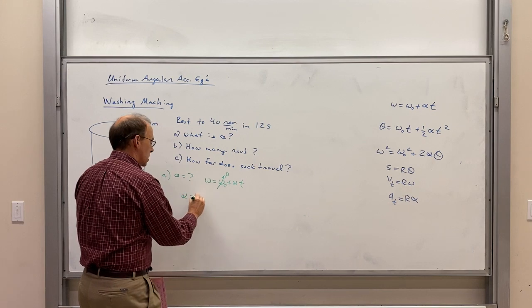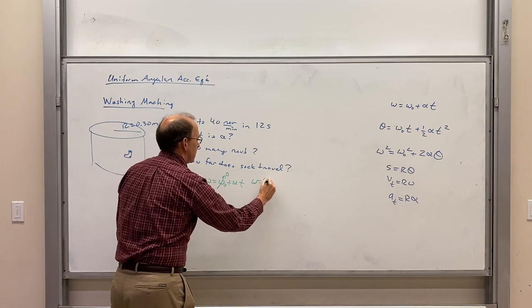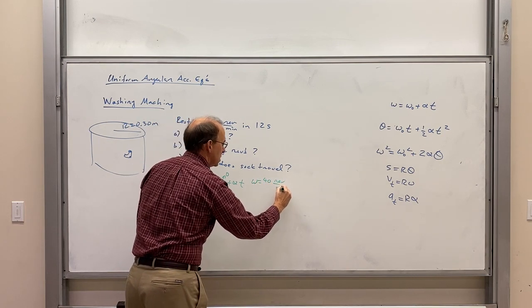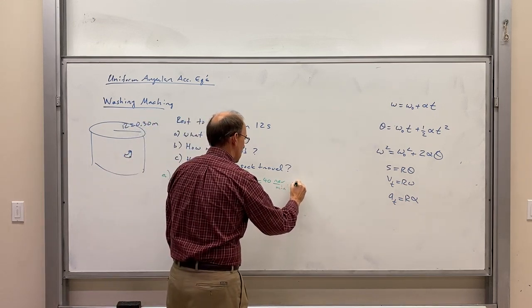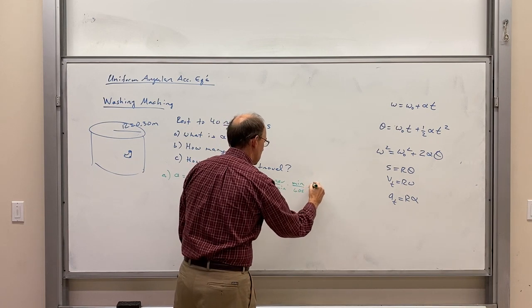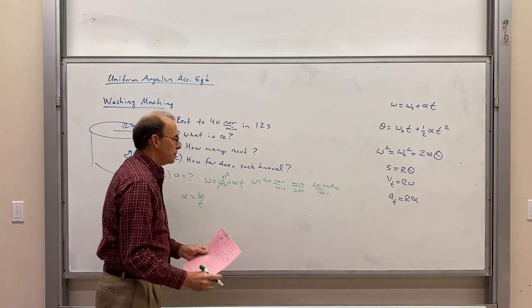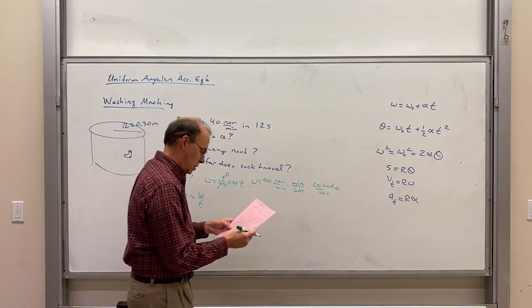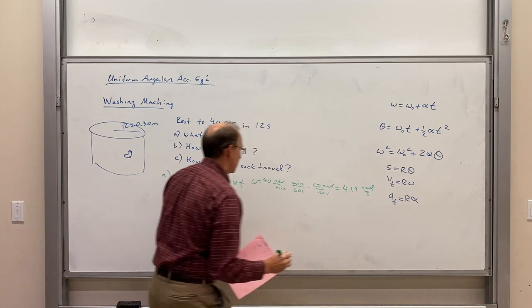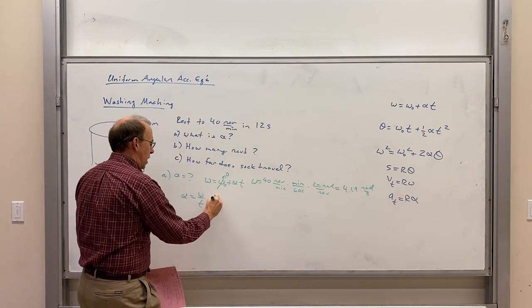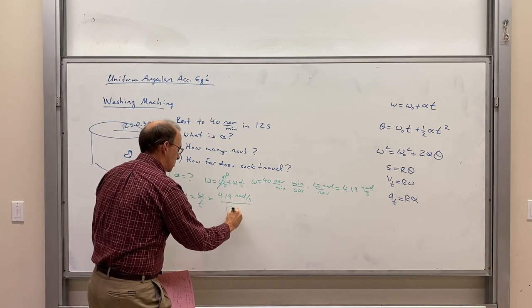So alpha is omega over t. I need omega. Omega is 40 revolutions per minute. I need to convert it to radians per second for my equations to work, times a minute per 60 seconds, times 2 pi radians per revolution. And that is 4.19 radians per second. So alpha is 4.19 radians per second divided by the 12 seconds.